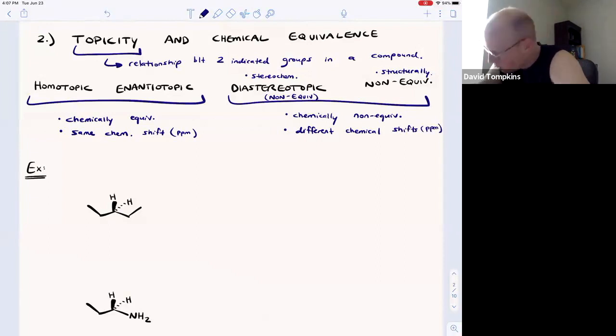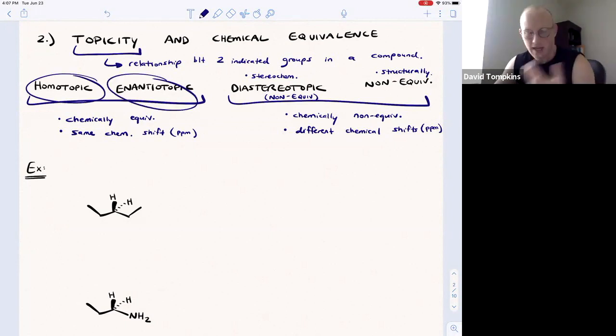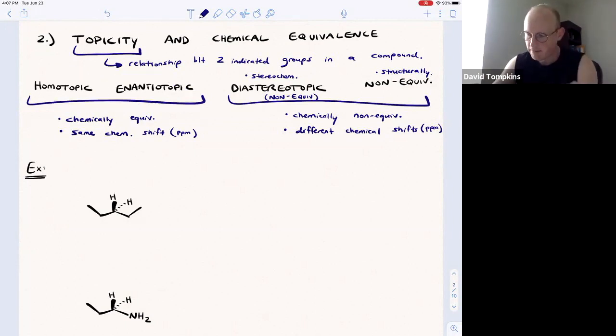And identifying groups according to their topicity is very important for counting numbers of unique protons in a molecule in terms of what would be expected on an NMR spectrum. So when I'm doing problems where I'm asked to decide between these four options, okay, I know that if the two groups are chemically equivalent, then it's going to be either homotopic or enantiotopic. So I decide that first, and it gives me a 50-50 shot. If I decide that the two groups are chemically non-equivalent, then it's either diastereotopic or it's structurally non-equivalent.